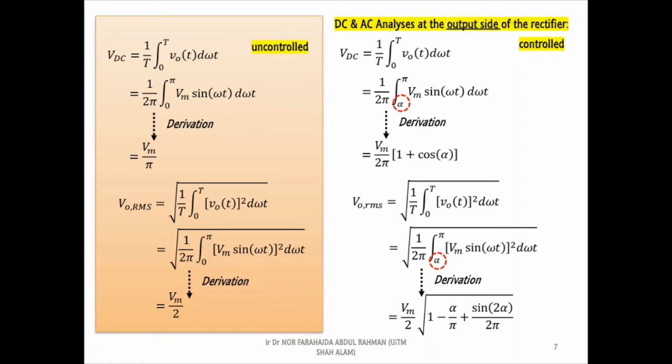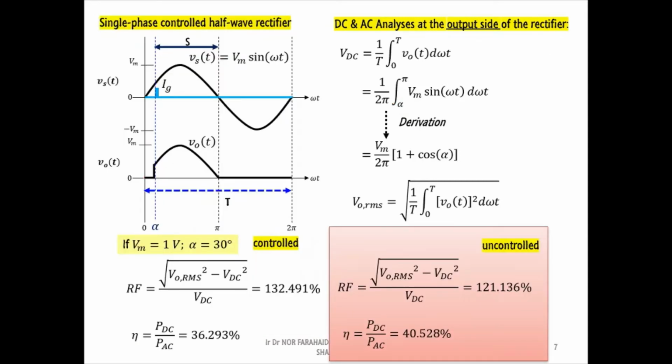Lastly, I will compare the ripple factor and the rectification ratio of both rectifiers. The left side is referring to the control rectifier, while the right side is referring to the uncontrolled rectifier. By considering Vm equal to 1 volt and alpha equal to 30 degrees, we can see that the control rectifier has lower performance than the uncontrolled rectifier due to the firing angle.